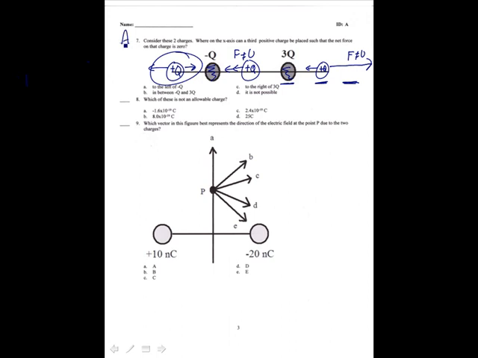Which of these is not an allowable charge? We know that the fundamental unit of charge is 1.6 times 10 to the minus 19 coulombs. This one would be the equivalent of 1.5 protons, and so that is not an allowable charge. This one, by the way, is allowable.